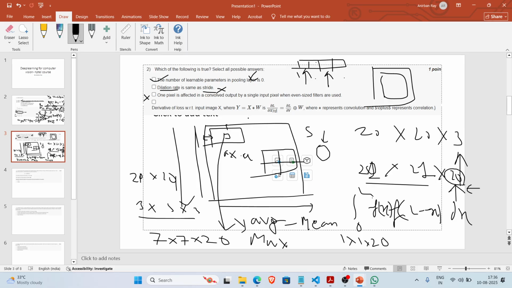And so, the derivative of the loss with respect to image x, this is how they have written it. This is the convolution operation, and this is the correlation. While taking the derivative of the loss, it is actually taking the correlation, not convolution, because it is not flipping the kernel. The forward process is there, and then in the backward process you are taking these derivatives, and hence the kernel is not flipped. That is why it is called correlation here.